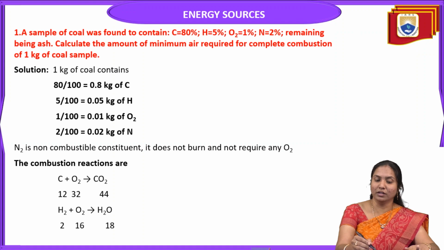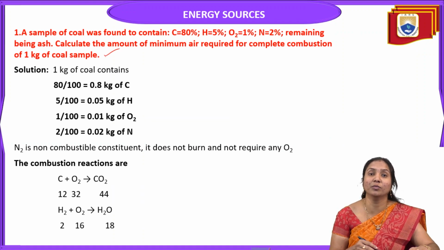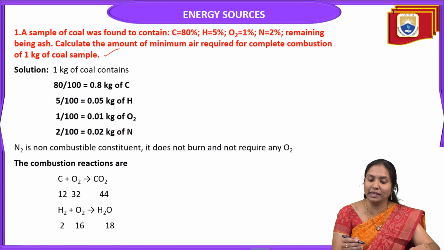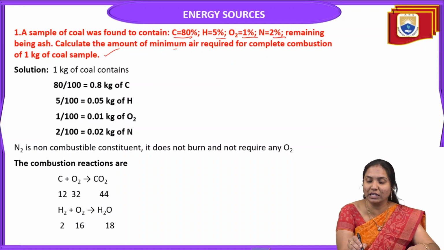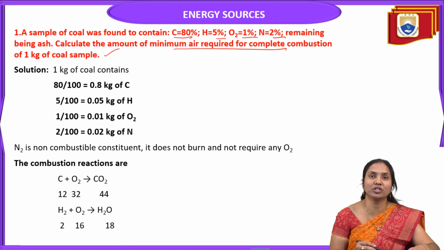So now let's discuss one sample problem based on this: how much amount of air is required for complete combustion of fuel. A sample of coal was found to contain carbon 80%, hydrogen 5%, oxygen 1%, and nitrogen 2%, the remaining being ash. Calculate the minimum amount of air required for complete combustion of 1 kg of coal sample.